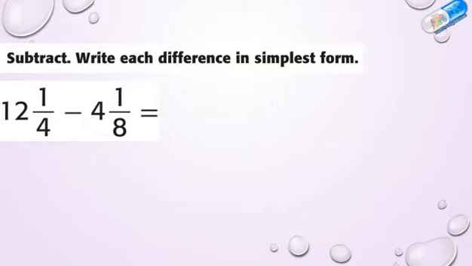Now subtract and write each difference in simplest form. You have 12 and 1/4 minus 4 and 1/8. Again, 4 and 8 are different, but we can change the 4 to be 8 by multiplying it by 2 and also the numerator by 2. So this will become 12 and 2/8 minus 4 and 1 over 8.